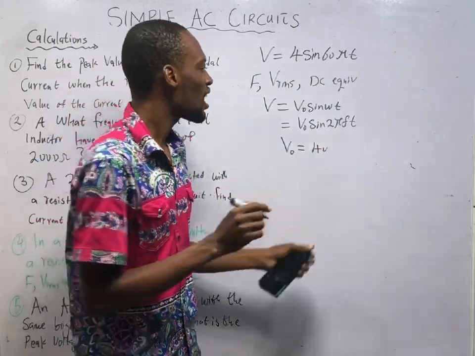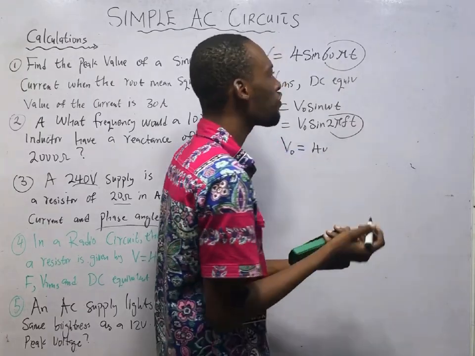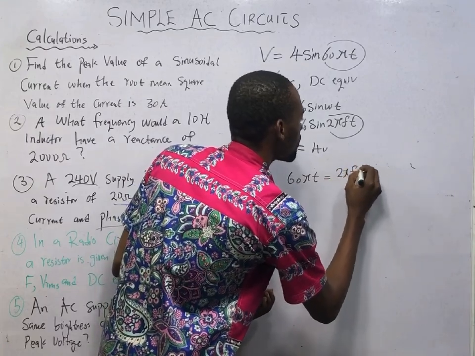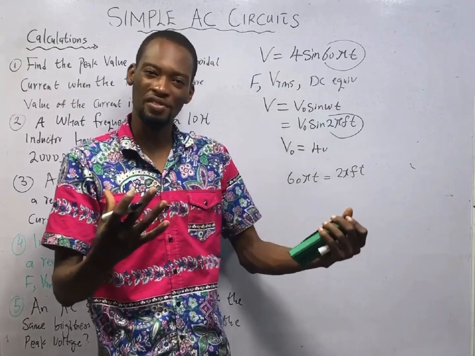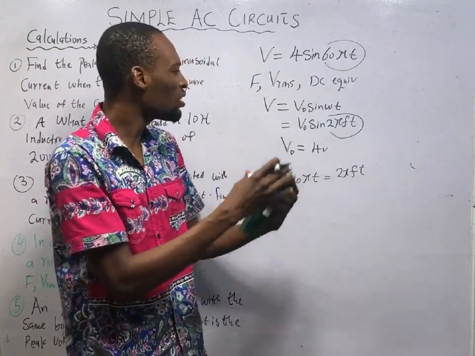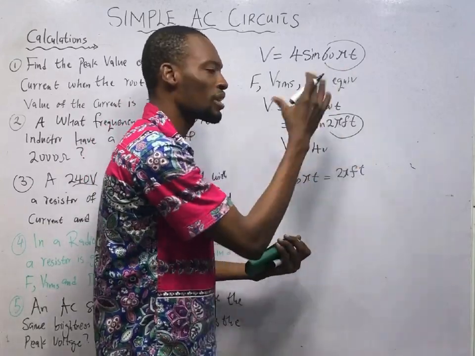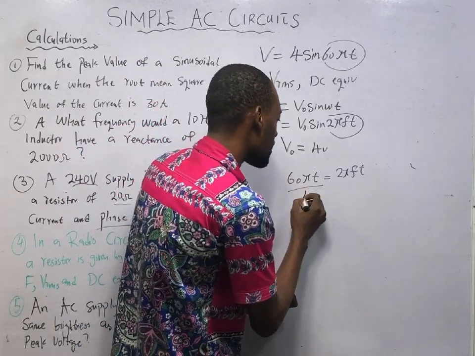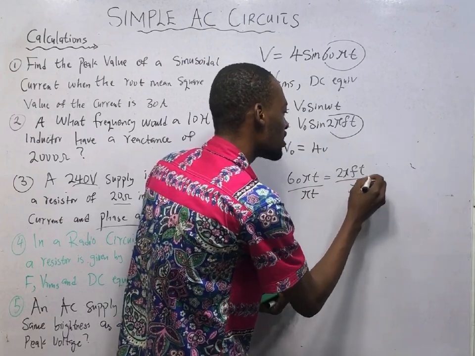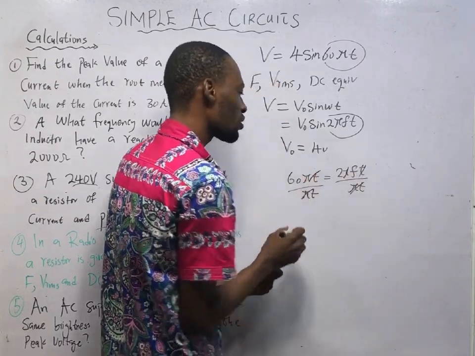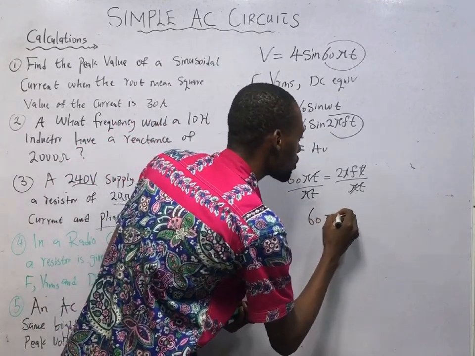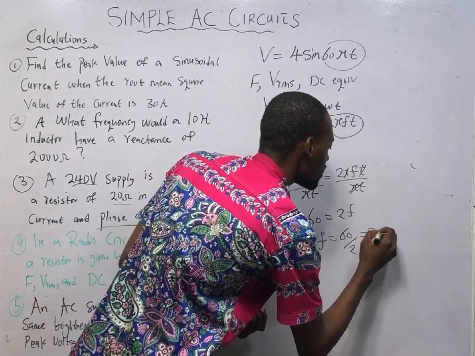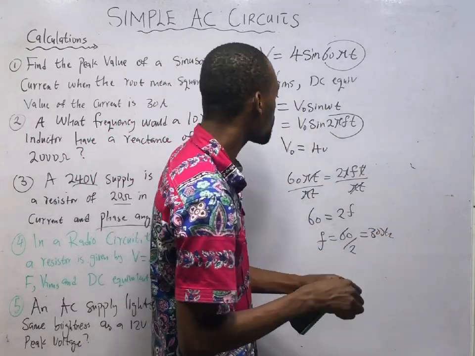V naught. And everything here is the same thing as everything here. It therefore means that 60 pi t equals 2 pi f t. If you follow my video on waves, this will make a lot of sense to you. Whether you follow or not, from this relationship and from the formulas I derived earlier, it makes a lot of sense. From here, if we divide both sides by pi t, pi t cancels pi t, therefore 60 equals 2f. f becomes 60 divided by 2. This is 30 Hz. We found the frequency.